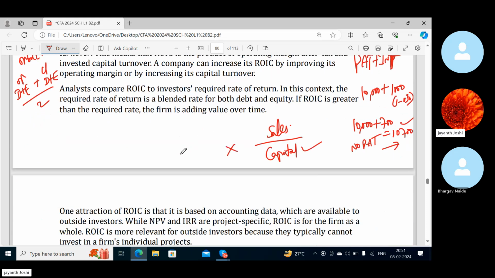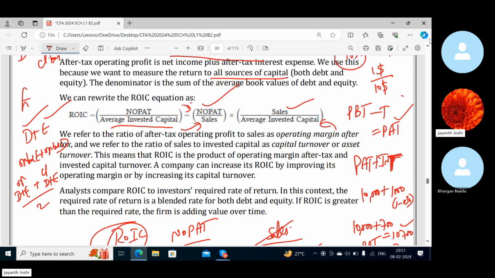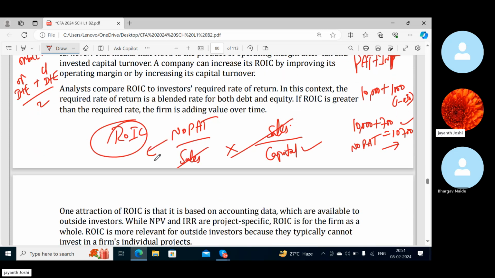And then from this sales, I want to know what is my operating profit. This is cancelled. Then I get ROIC. Next. We refer to the ratio of after tax operating profit to sales as operating margin after tax. Very important. This is operating margin after tax because it is NOPAT.